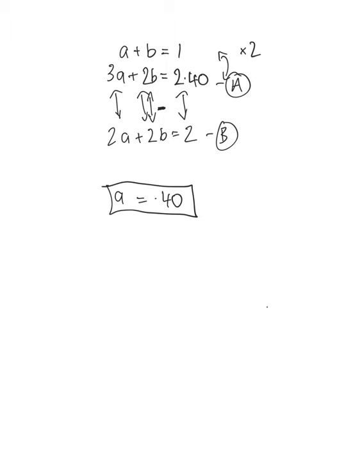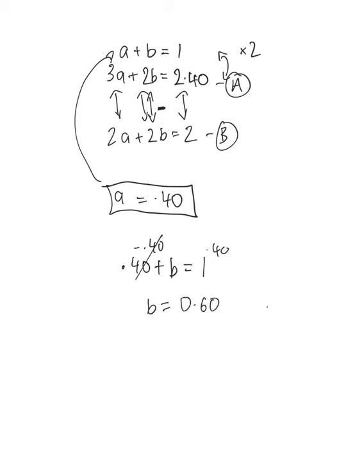What I'm going to do is sub that into the first equation to find the value of the bananas. So instead of the a, I've got the 40 cents plus b equals $1. So our bananas are going to cost 60 cents. Bananas equals $0.60. Include the dollar sign. So that's the value of our bananas.